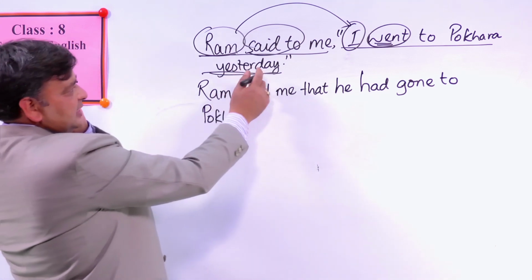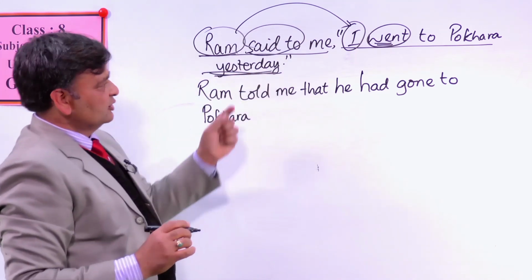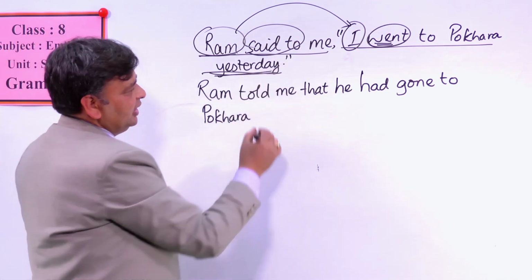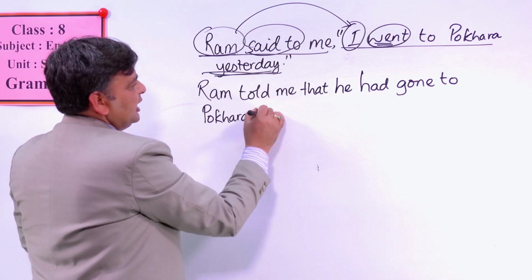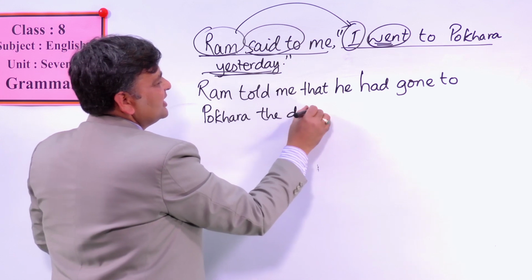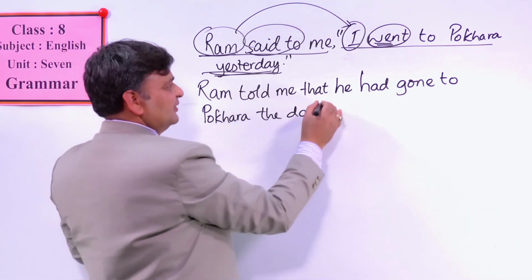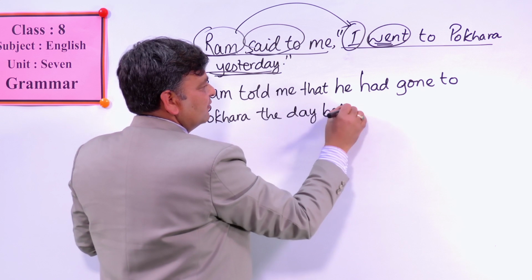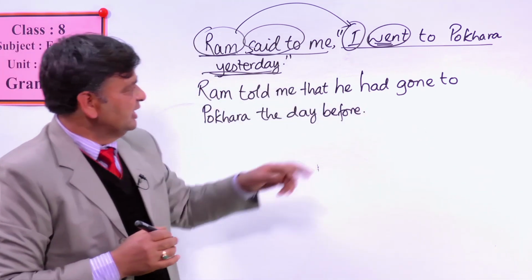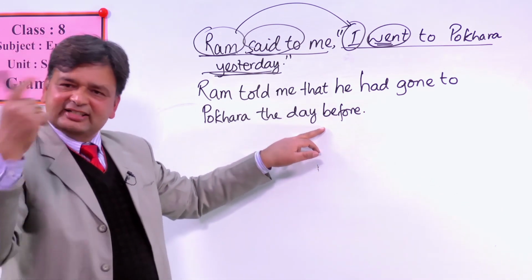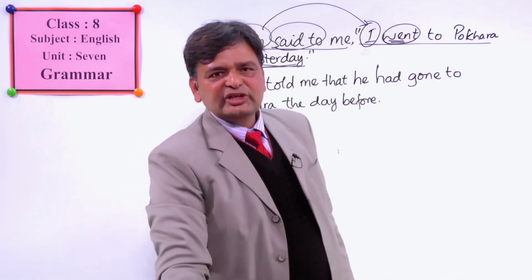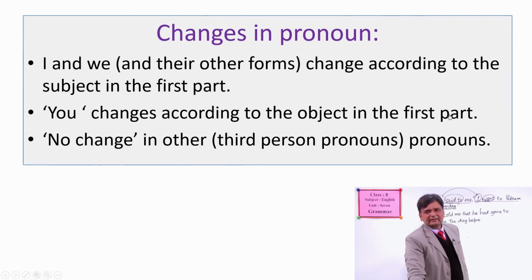The last part of the sentence is yesterday, right? So how can we change this word? Let me try. And I change this way. Maybe the day, what can be? Before, brilliant. Before, the day before. So we tried one more change that was not in the table, right? Good. And then you changes according to the subject in the first part.